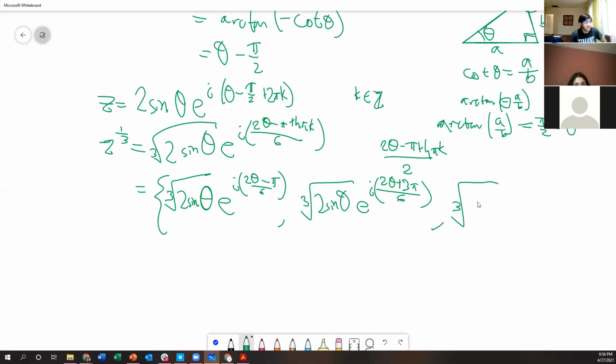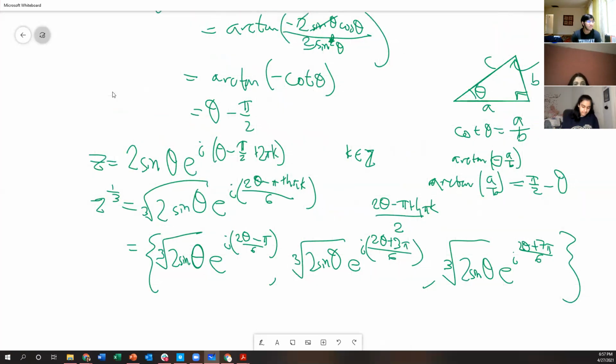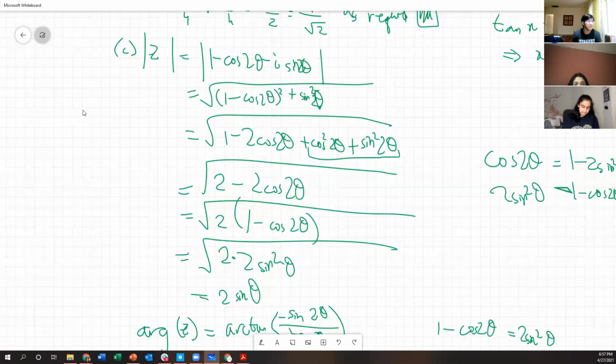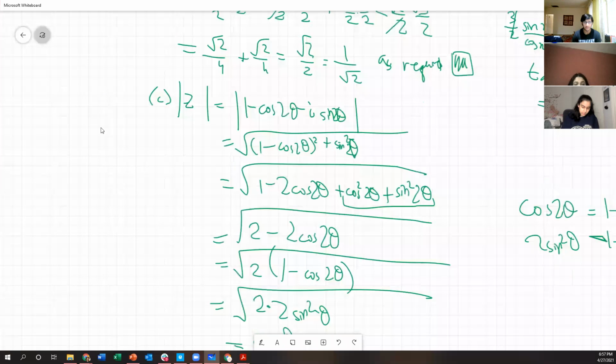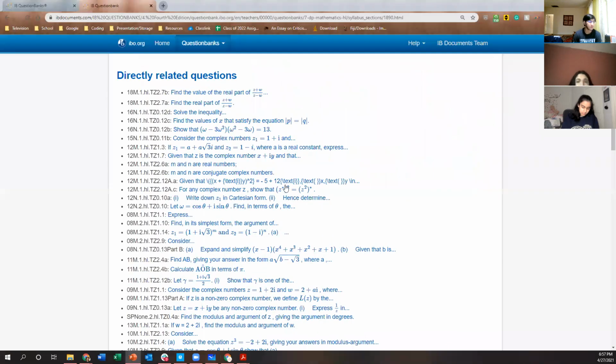Cube root of 2 sine theta again. And if I plug in a 2 here, then I'm going to get 8 pi. 8 pi minus pi is 7 pi. So I'm going to get e to the i, 2 theta plus 7 pi over 6. And that's your solution set for the cube roots. Okay? All right. I think if you can really solve those two, those are pretty good trig problems, both of the ones that we did. They're really good conceptual problems where you have to use properties.